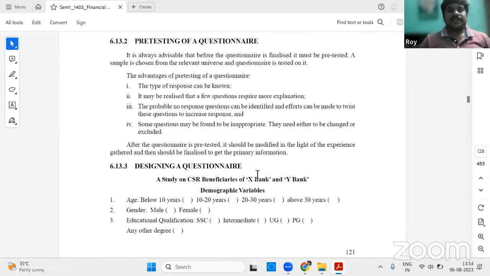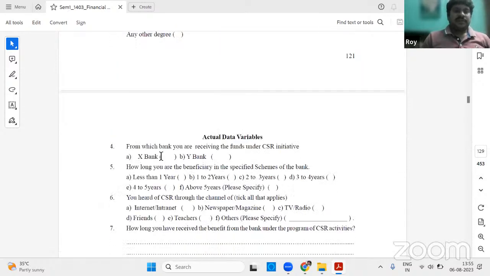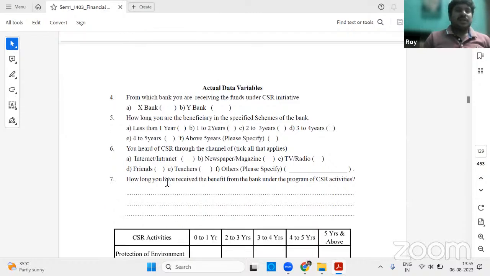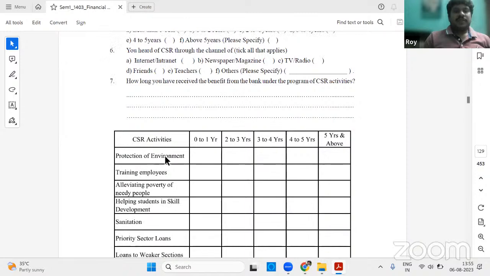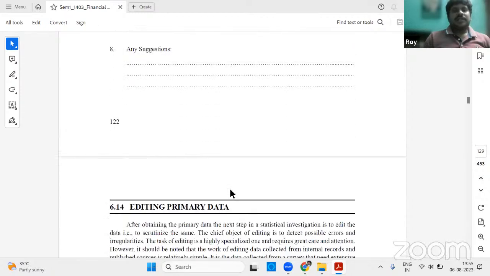Designing a questionnaire. See this? Study on CSR, beneficiaries of X bank and Y bank. CSR, what is the full form of CSR? Corporate social responsibility, sir. Wonderful. Corporate social responsibility. Then these are the demographic variables: age, gender, educational qualification, from which bank you are receiving the funds under CSR, and how long you have been a beneficiary. Have you heard of CSR through which channel? All these things, protection of the environment, all these activities. Tick, tick, tick, tick, and any suggestions, you will write them.